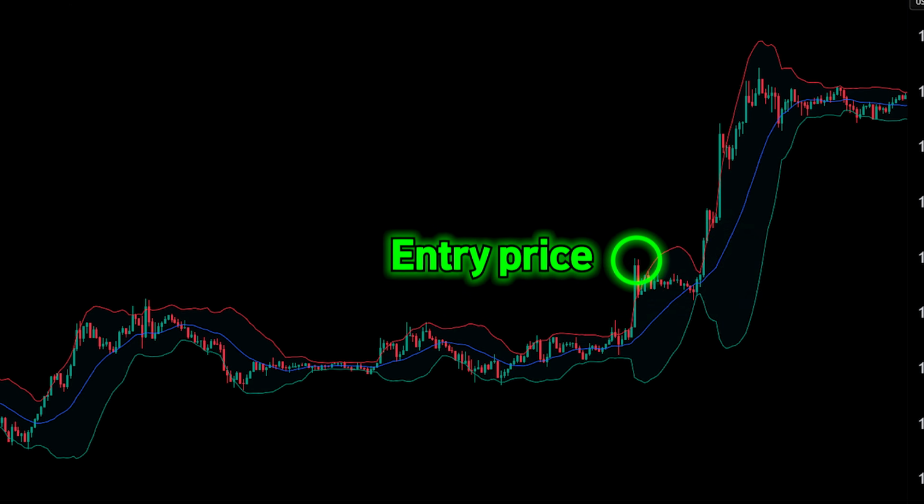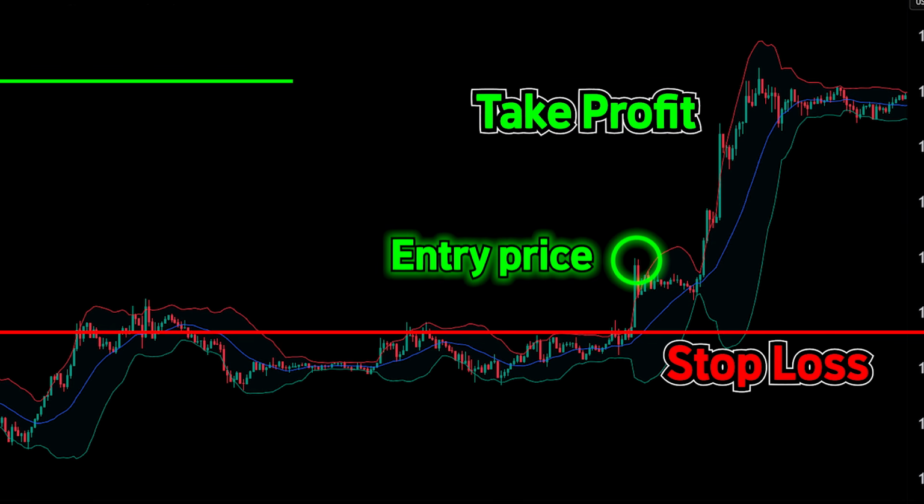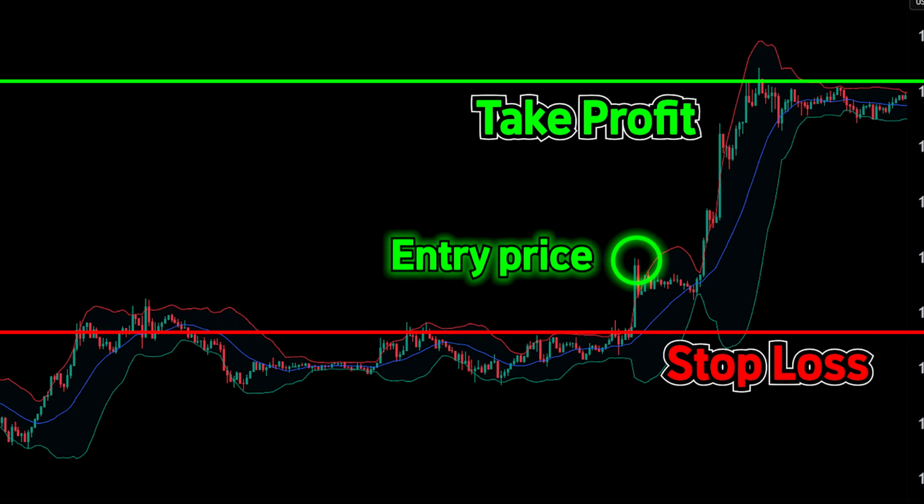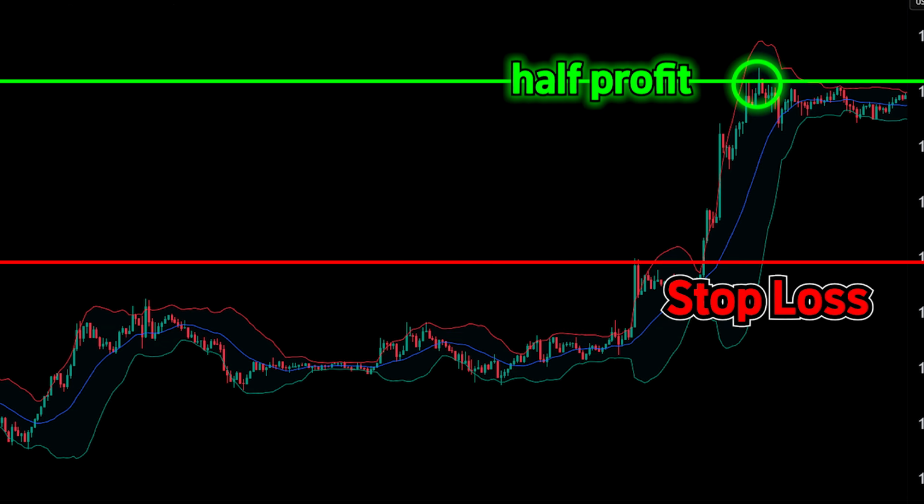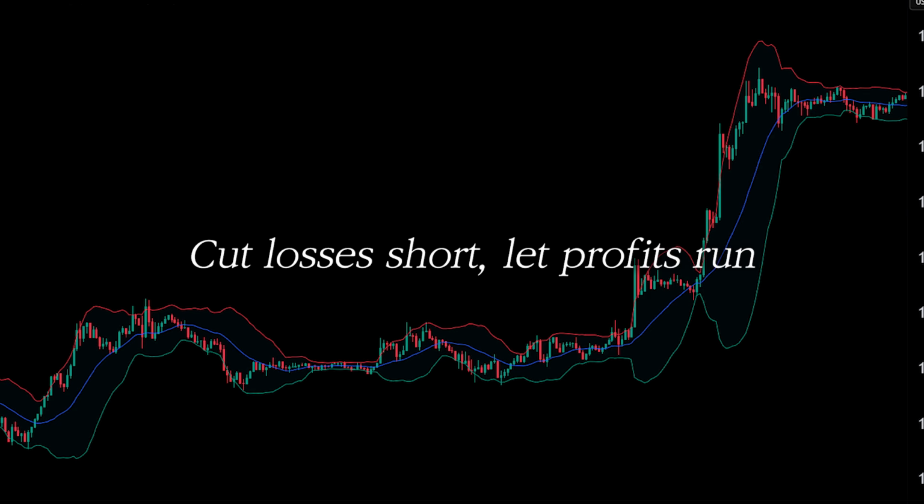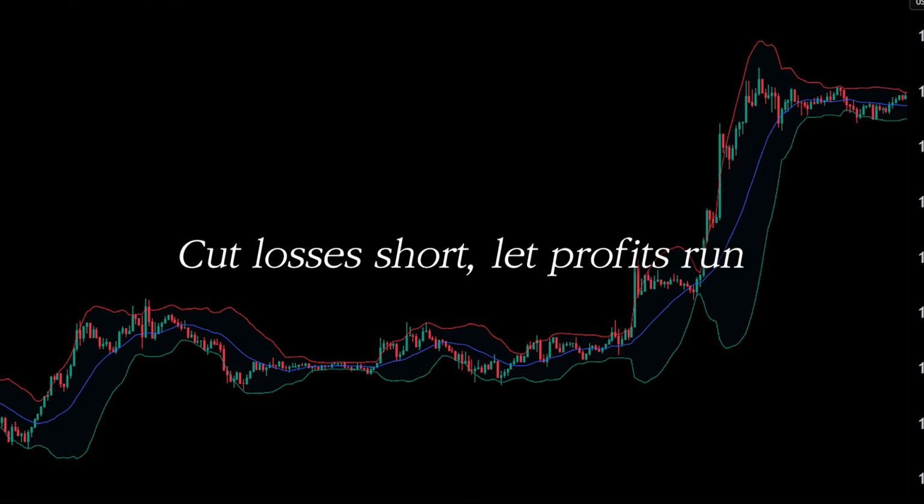Set your stop loss at the middle band. Set your take profit at 2x the stop loss distance, a 1-2 risk-reward ratio. When the first target is reached, sell half your position to lock in profit. Then move your stop loss to near break-even. When a candle closes on the opposite side of the middle band, exit the remaining position entirely. Cut losses short, let profits run. That's the foundation of breakout trading.